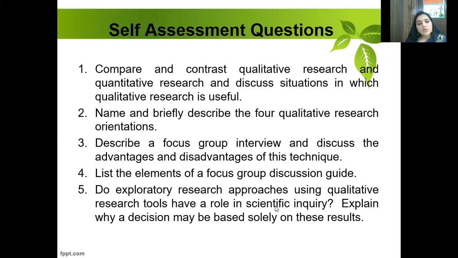And last is, do exploratory research approaches using qualitative research tools have a role in scientific inquiry? Yes, they do. And explain why a decision may be based solely on these results. This can be done with the help of an example. Go and do some research on your own and then answer them. That would help you to understand this in a better way. Thank you.